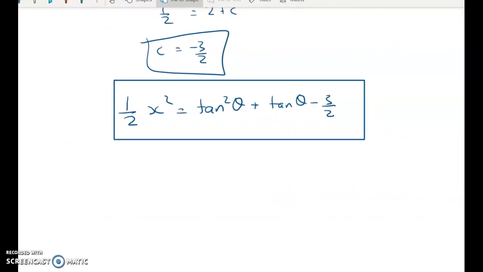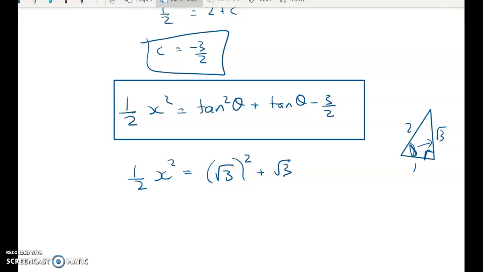Let's have a look. Right, so 1/2 of x squared is equal to, well, tan of pi on 3 is √3. So there's my wee triangle here. Pretend that's a right angle. Pi on 3 is here. All right, so tan of pi on 3 is √3. So √3 squared plus √3 minus 3 over 2. That gives me 1/2 of x squared is equal to 3 plus root 3 minus 3 over 2.